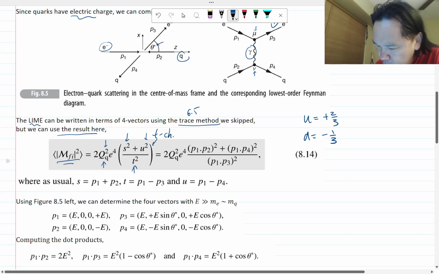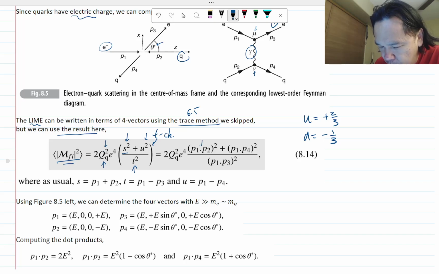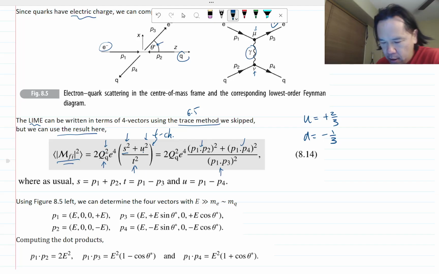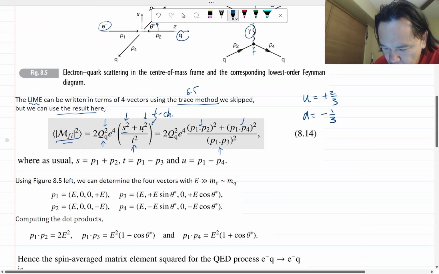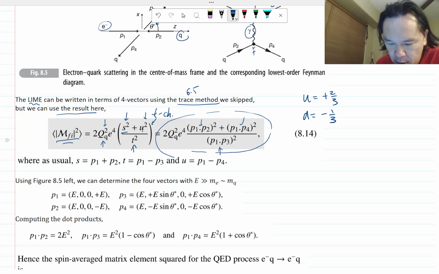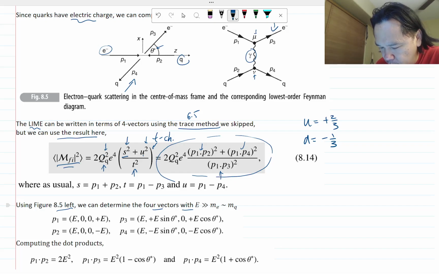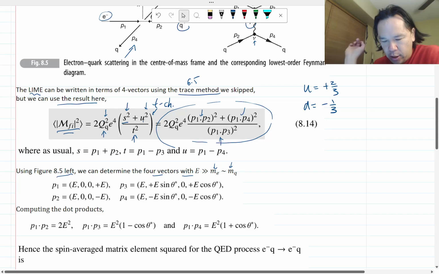Well, S is P1.P2, and U is P1.P4, and T is the momentum exchange between the two, and it's actually P1.P3. So in terms of these 4-vector dot products, we can use figure 8.5 left to determine all these 4-vectors. We're going to be in the limit where the energy is much higher than the electron mass and also the quark mass, because that's going to be much less in this case in order for us to probe inside the protons anyway.